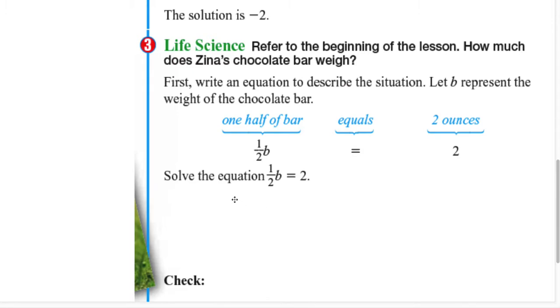Remember, 1/2 B is the same as B over 2. Remember that. So basically this is a division problem. 1/2 B is the same as B over 2, and this is a division problem.